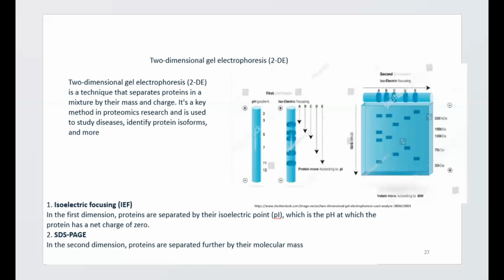So, you are exploring both the properties, that is the mass and the charge. It is one of the known and promising methods in proteomics, and it is used for the study of diseases and protein isoforms and many more things. We will come one by one, and we'll talk about the examples also.